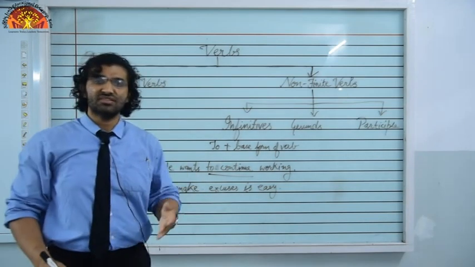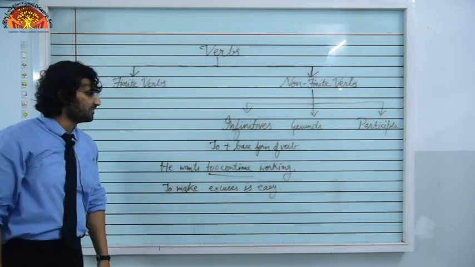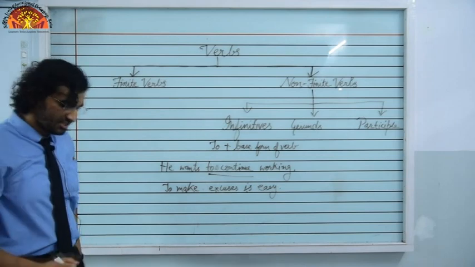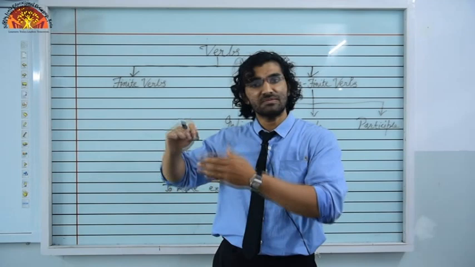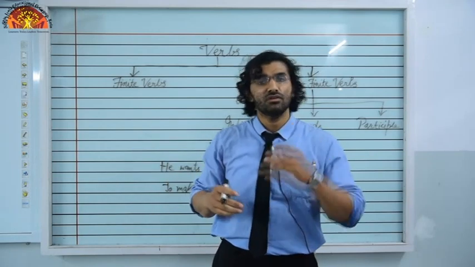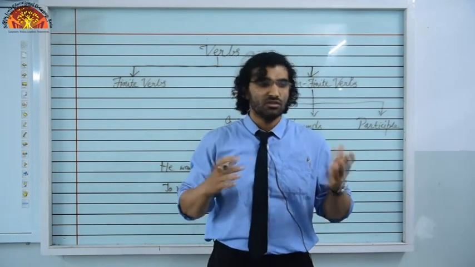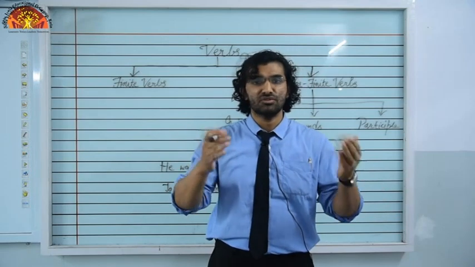To make excuses is easy. So can you try to identify the infinitive for me in this sentence? I will repeat. What are infinitives? To plus base form of a verb. To go, to want, to continue. Alright, to do this, to write, to sing, to dance, to cook.